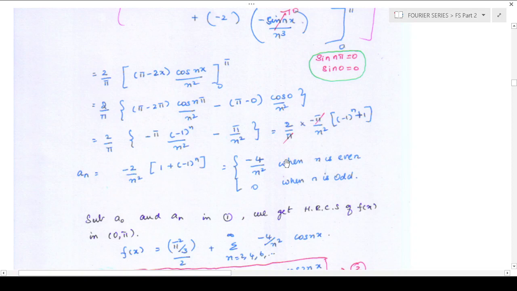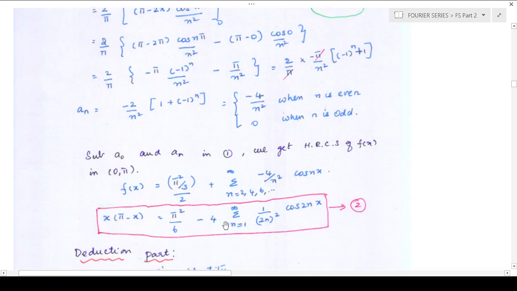So it is minus 4 by n square it will become. When n is odd, this will become minus 1. 1 minus 1, it will be 0. So you are writing it. Substituting a naught and n values in 1, you get the required half range cosine series, children.